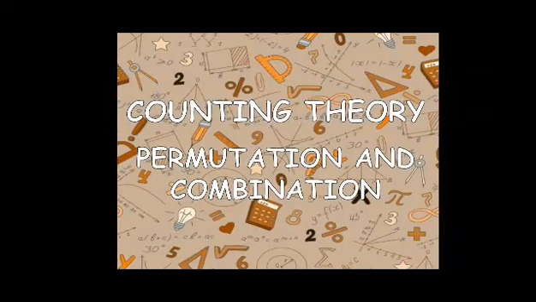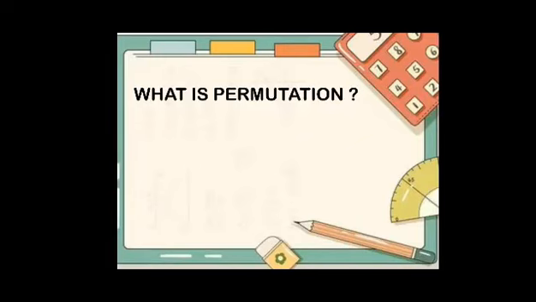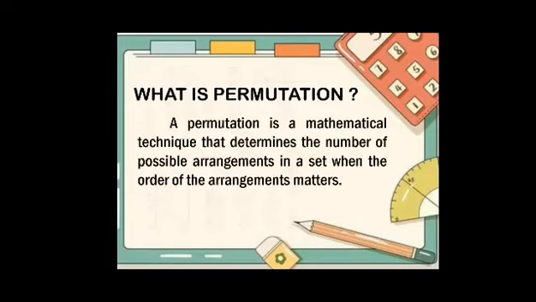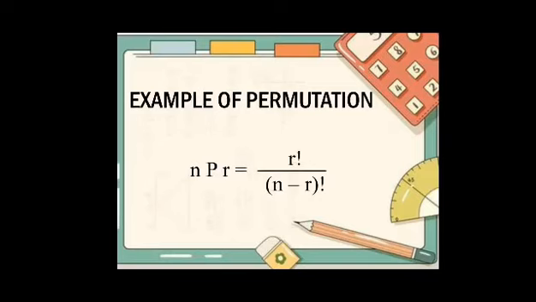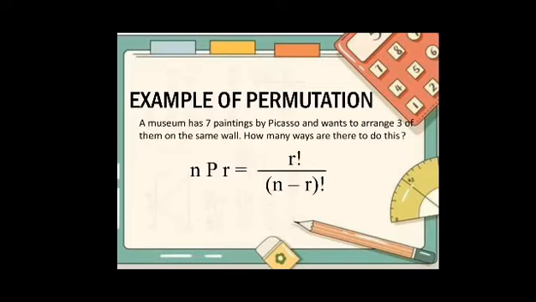Counting theory, permutation and combination. First, what is permutation? A permutation is a mathematical technique that determines the number of possible arrangements in a set when the order of the arrangements matters. Formula of permutation: nPr is equal to n factorial over n minus r factorial. Example of permutation: a museum has 7 paintings by Picasso and wants to arrange 3 of them on the same wall. How many ways are there to do this?